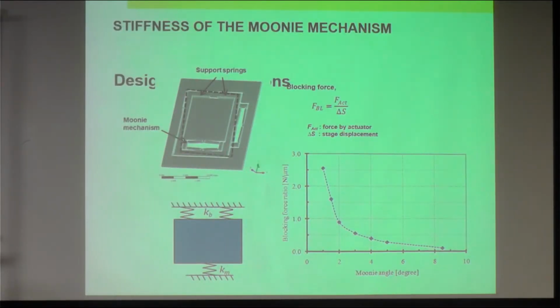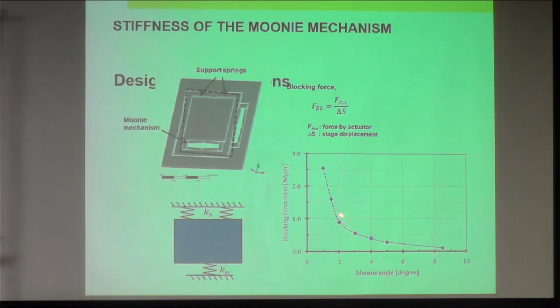So this is the calculation of the blocking force. The blocking force is the force that needs to be overcome, the stiffness of the system. So the blocking force that needs to be overcome when you have the Muni degree less than 2, let's say from very high, 0. This is 1 here, and it goes down.